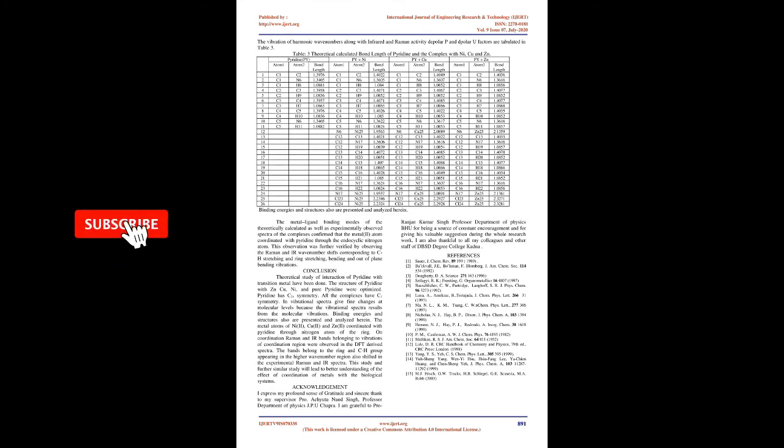Vibrational spectra give fine changes at molecular levels because vibrational spectra result from the molecular vibrations. In order to observe the fine changes, we have calculated the vibrational Raman and IR spectra of pure pyridine and all the complexes of pyridine. The Raman spectra of all the complexes are presented in figure 2. The FTIR spectra are presented in figure 3. Binding energies and structures are also presented and analyzed herein.